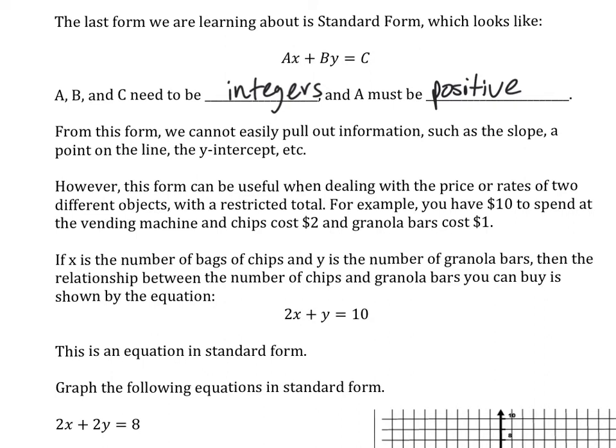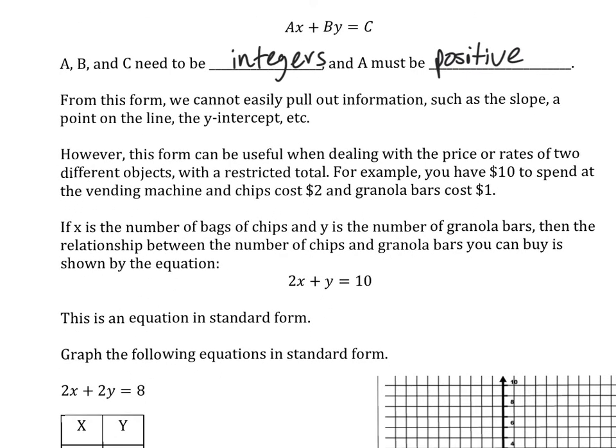For example, if you have $10 to spend at the vending machine and chips cost $2 and granola bars cost $1, then if x is the number of bags of chips and y is the number of granola bars, the relationship between the number of chips and granola bars you can buy is shown by the equation 2x plus y equals 10. Really, we could say this is plus 1y, but 1 times y is just y, so we can erase that. This is an equation in standard form.